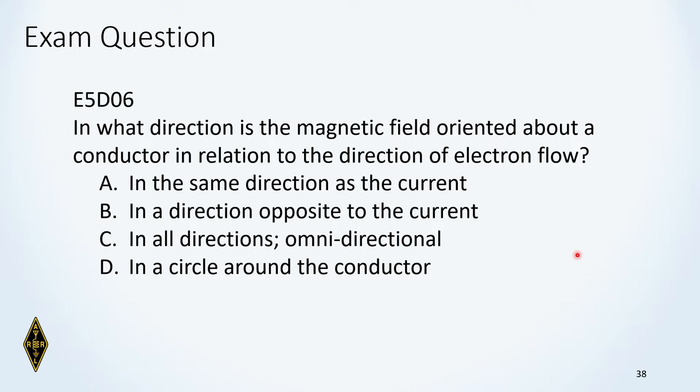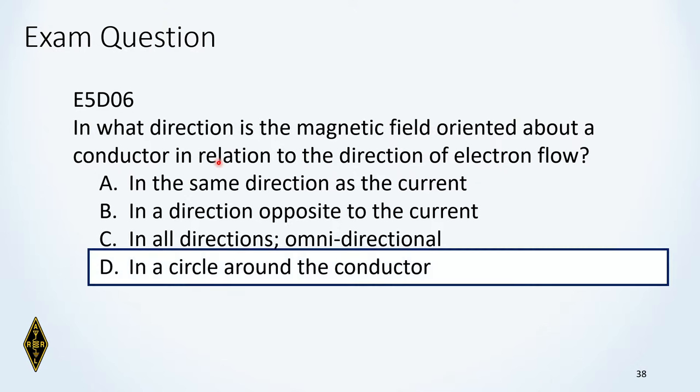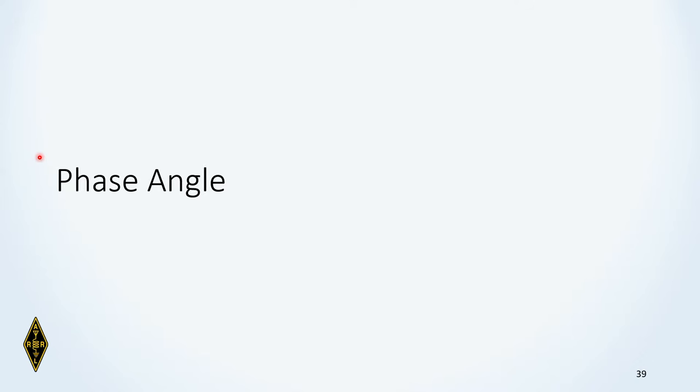In what direction is the magnetic field oriented about a conductor in relation to the direction? It says conductor. Delta. Yeah, the answer is Delta. But I just noticed that I would have expected this to say inductor, but it's true of a conductor as well. A piece of wire does act as a coil. But it is in a circle around the conductor. Oh, phase angle. All right.